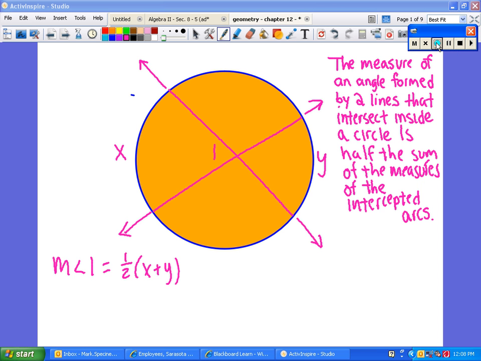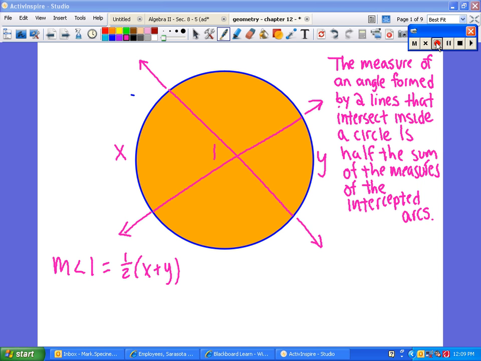Summed up, this equation says that if you have two lines that intersect inside a circle, the angle formed by that intersection is equal to 1/2 the sum of the intercepted arcs. So now we're not dealing with an inscribed angle, we're just dealing with an angle, any angle formed by two lines that intersect inside a circle.